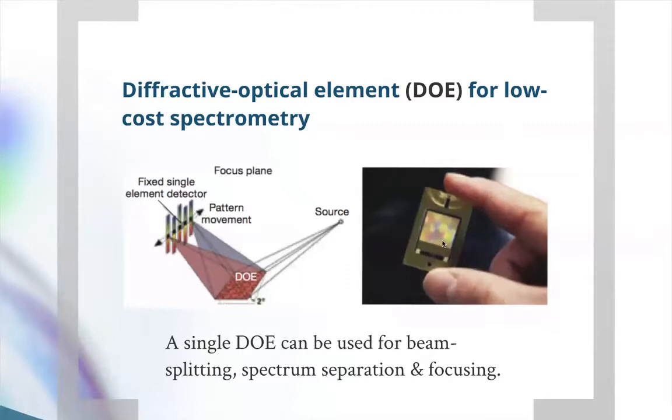It's very similar to the holograms you see on your credit cards and things like that, but it's, of course, much more complicated. And what this DOE does is it does both focusing and spectrum splitting. Okay, this is very similar to a spectrum splitting lecture that you will talk about next week. So we'll revisit it, but this is a reflective device.